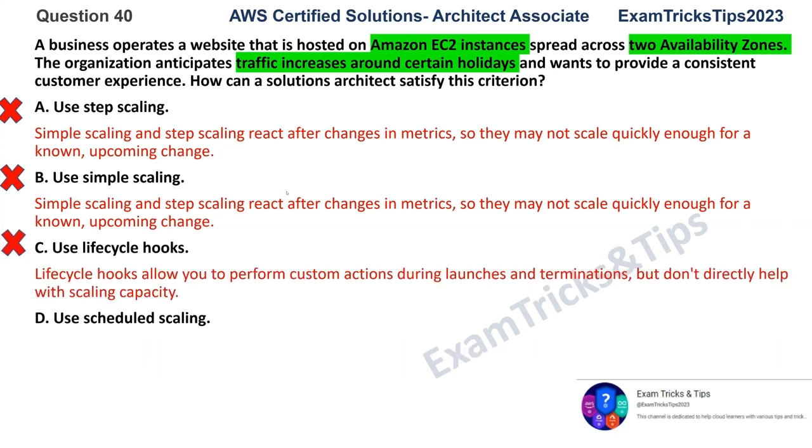So that leaves us with the option that we've discussed. This is a known load in a particular time period around certain holidays. So we'll use scheduled scaling. It will allow you to set auto scaling to increase or decrease capacity at specific times. And this will allow the architect to plan ahead and ensure sufficient capacity around holidays when traffic increases are expected. So that's our answer, option D.